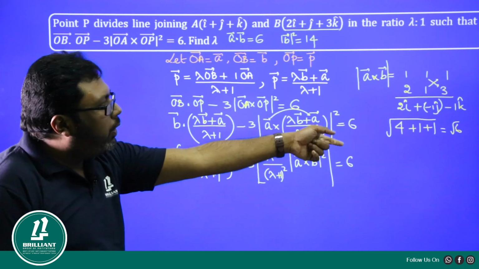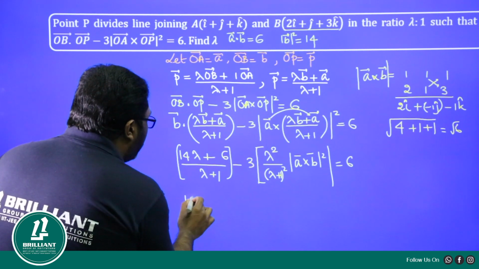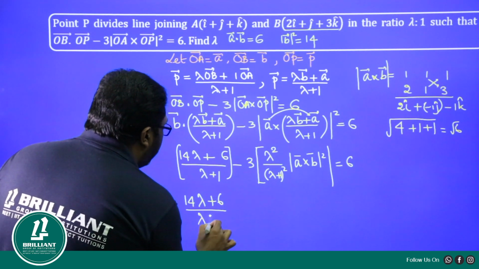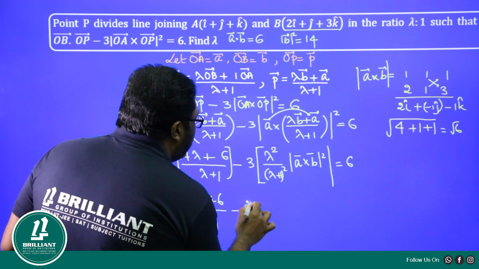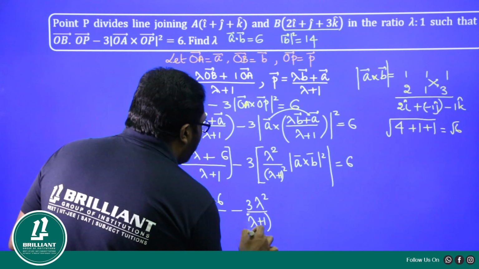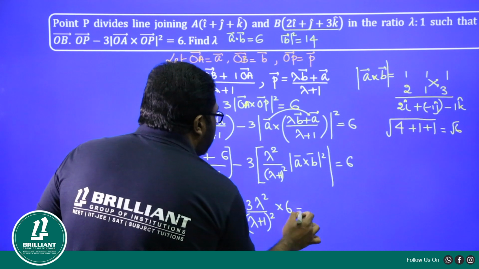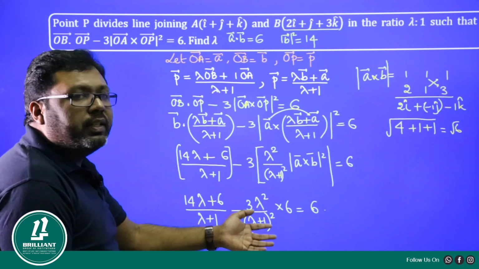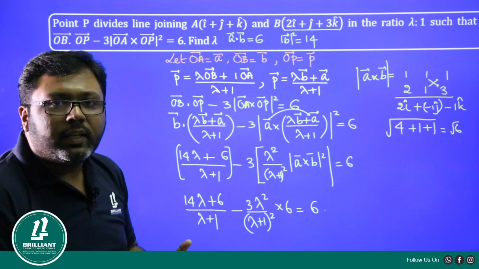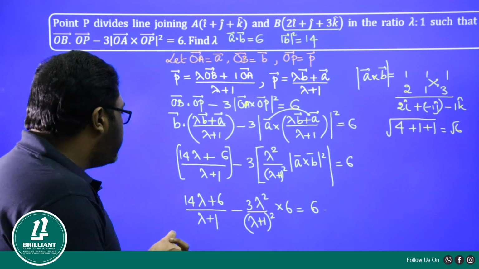Now magnitude of A cross B squared over there, it's pretty clear, it's 6. Now my answer, 14 lambda plus 6 divided by lambda plus 1 minus 3 lambda squared by lambda plus 1 the whole squared, and the magnitude squared is also 6, is equal to 6. Now everything is related to 6. Now this is an expression for lambda. Yes, this is an expression for lambda. If you sit and solve this expression for lambda, you can solve it.